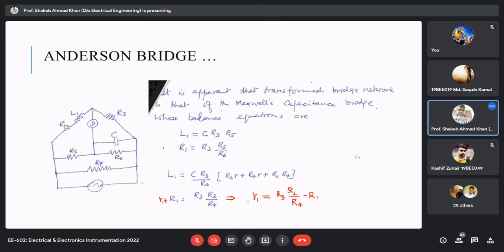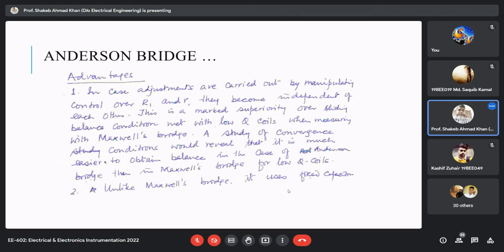So this bridge is good for a wide range of Q factor, from very low range as well as very high Q factor. I had discussed it here. In case adjustments are carried out by manipulating control R1 and R, they become independent of each other. That's what I told you. This is a marked superiority over the sliding balance condition met with the low Q coil.